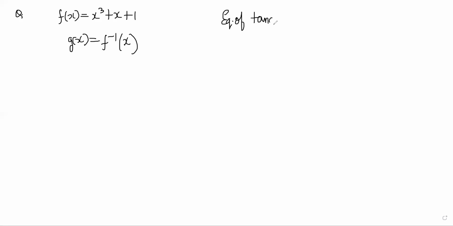The next one was that inverse question. So the question was: f of x is equal to x cube plus x plus 1. g of x is the inverse of f. And you have to find the equation of the tangent to y is equal to g of x at x is equal to 3.